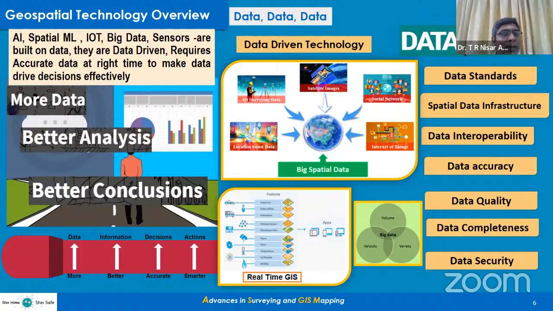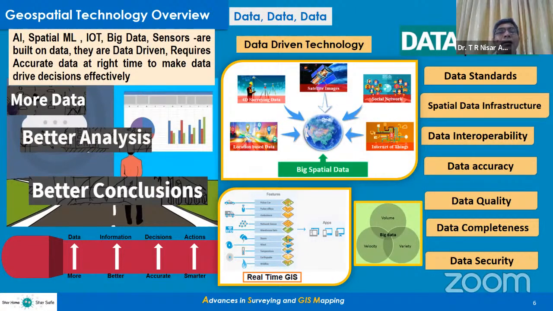So what is the big deal about the data? More data leads to more information. More information leads to better decisions. Better decisions lead to good conclusions. And when we say data, especially from geospatial technology, it is called big spatial data, or BSD. The data comes from surveying, satellite images, networking, IoT and sensors, and location systems. All this comes under what we call big data, which has three views: the huge volume, the velocity, and also the variety.